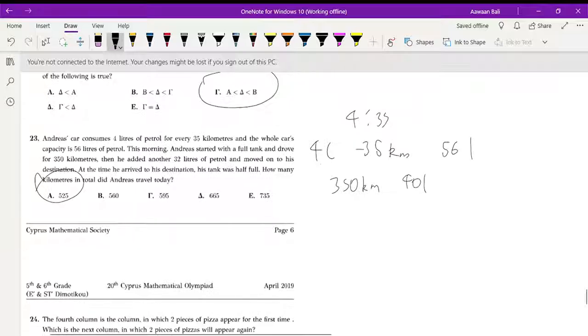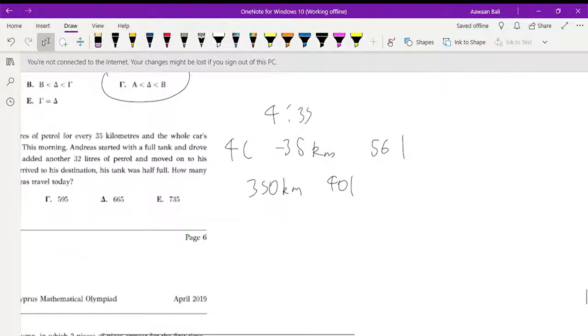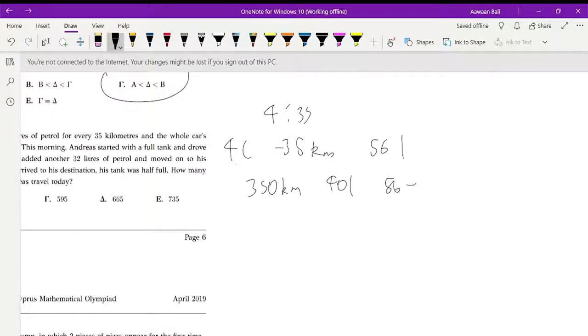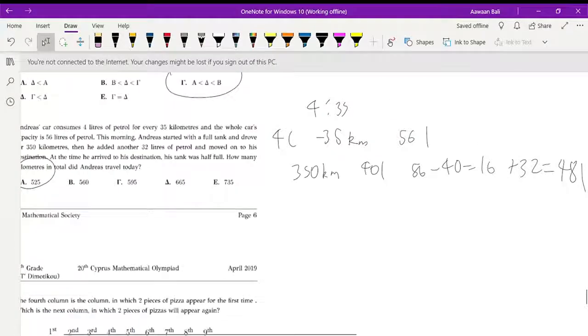Then it says he added another 32 liters of petrol. So he used 40 liters, and he started with a full tank. So that means 56 minus 40 is 16, plus the 32, and we would get 48 liters. And then he moved on to his destination. At the time he arrived, his tank was half full, which means we have to do 56 divided by 2.